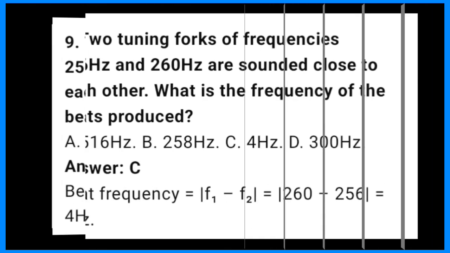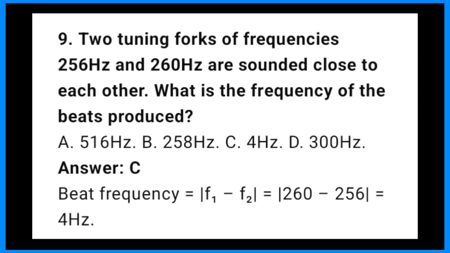9. 2 tuning forks of frequencies 256 Hz and 260 Hz are sounded close to each other. What is the frequency of the beats produced? A. 516 Hz, B. 258 Hz, C. 4 Hz, D. 300 Hz. Answer C. Beat frequency equals f1 minus f2, equals 260 minus 256, equals 4 Hz.